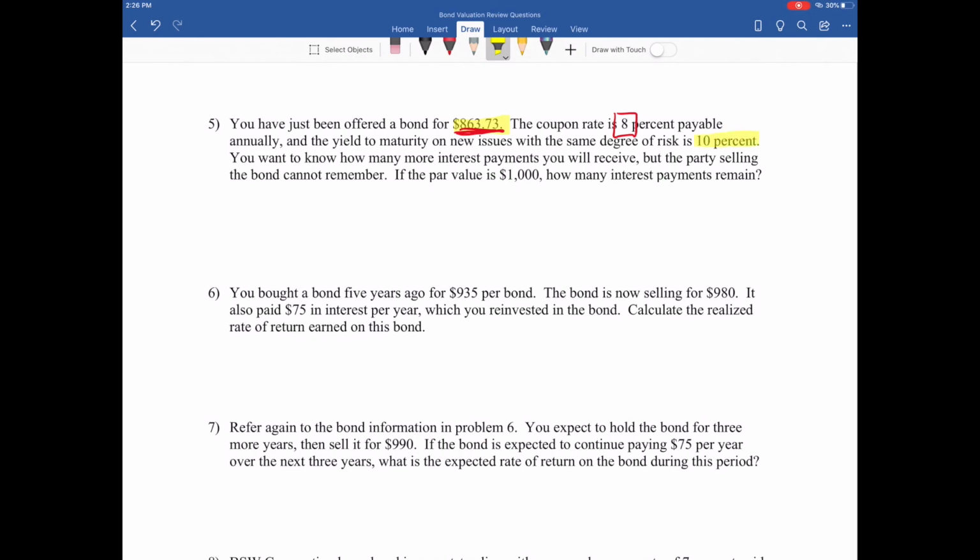Indeed, when we get to the next sentence, we see that the yield to maturity on these bonds is now 10%. Now we want to know how many more interest payments will be received, but the party selling the bond cannot remember. So they want to know how many interest payments remain. So here we are solving for N, our number of periods.